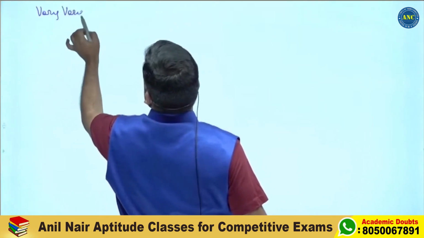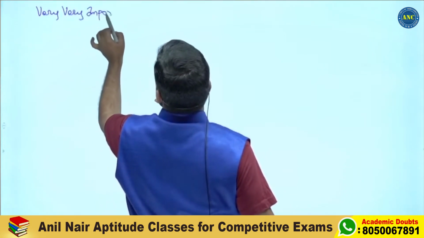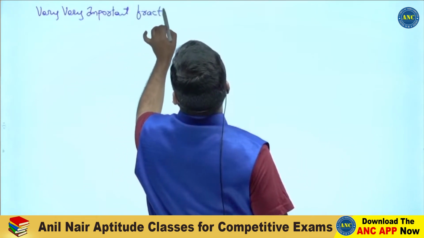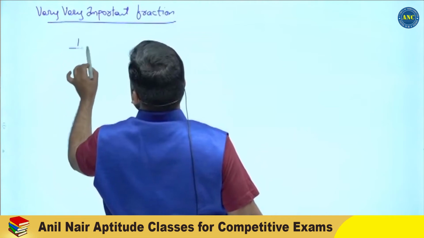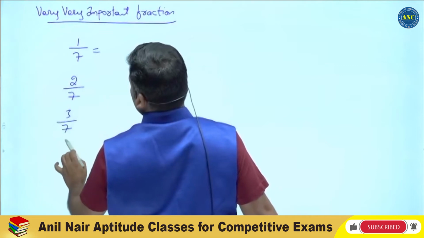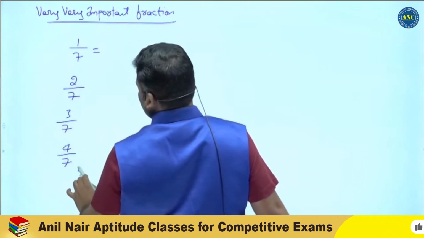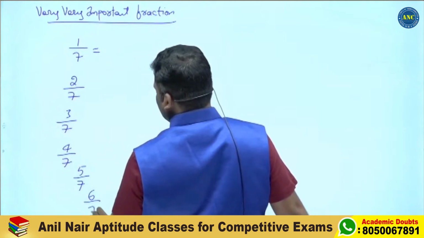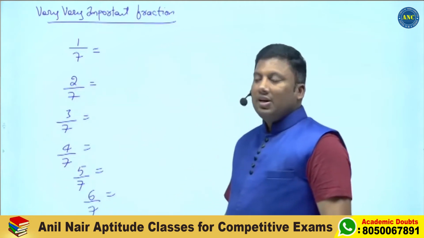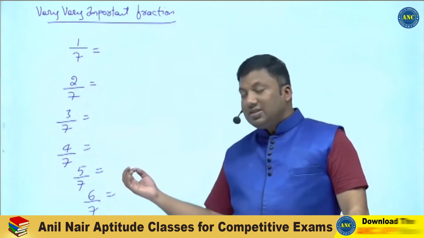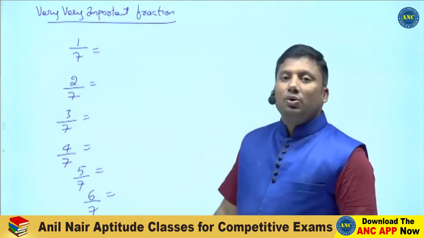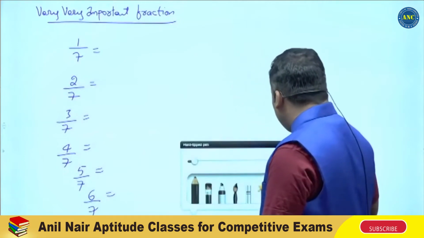Very, very important fraction. Extremely important fraction. That is 1 by 7, 2 by 7, 3 by 7, 4 by 7, 5 by 7 and 6 by 7. Listen carefully, sir. 1 by 7, 2 by 7, 3 by 7, 4 by 7, 5 by 7 and 6 by 7. These are the various fractions. We have to convert it into a percentage.